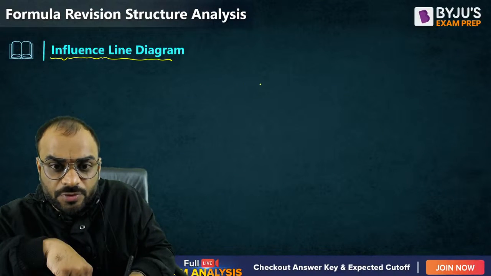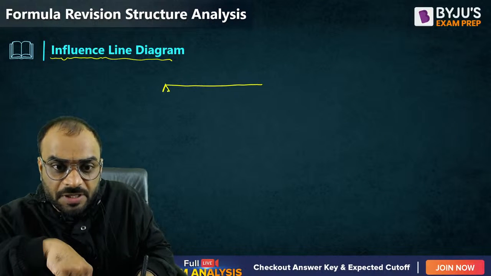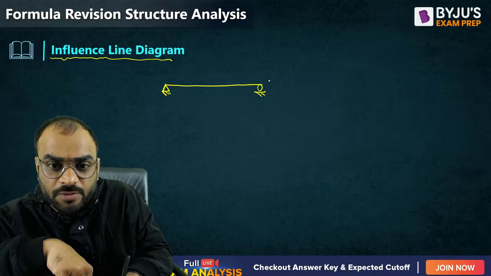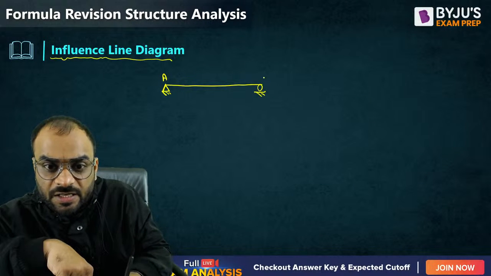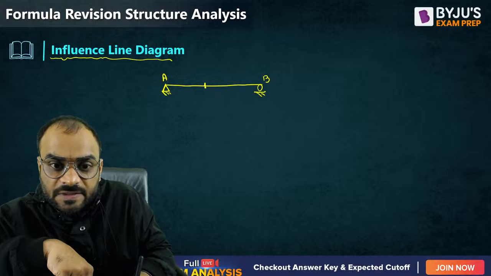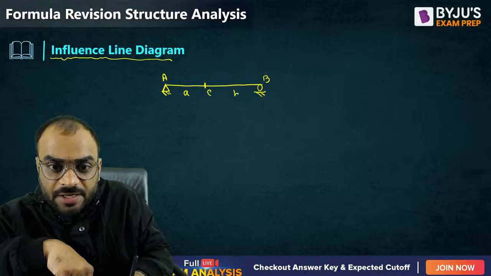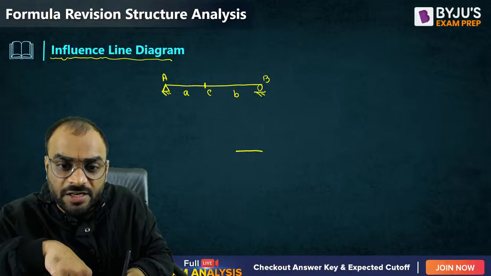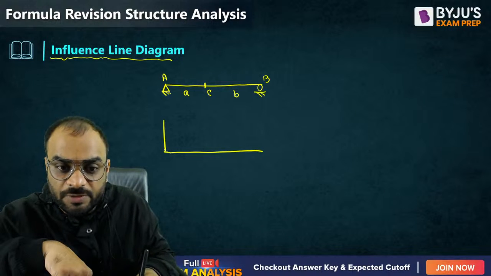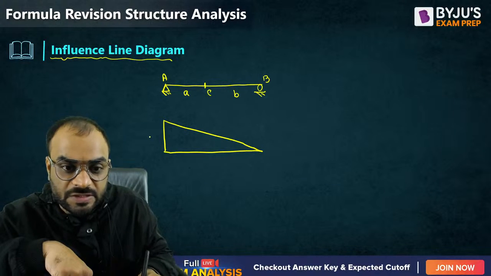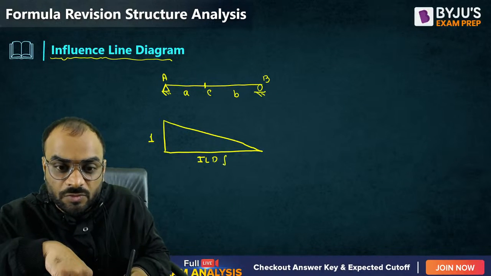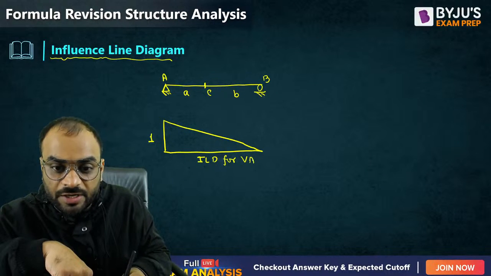So let us suppose this is our simply supported beam, right? Let us consider this support is A and this support is B, and this is our section C at a distance of a from here and b from the other end, right? Now guys, if I want to draw the ILD for RA, it should be like this. That means this value is 1. This is ILD for VA or RA.